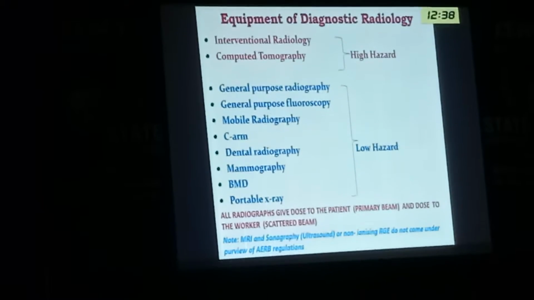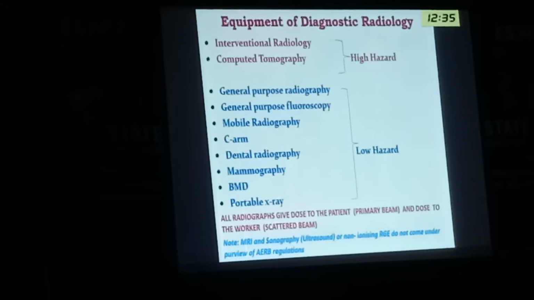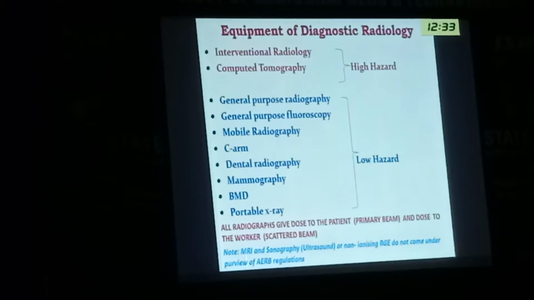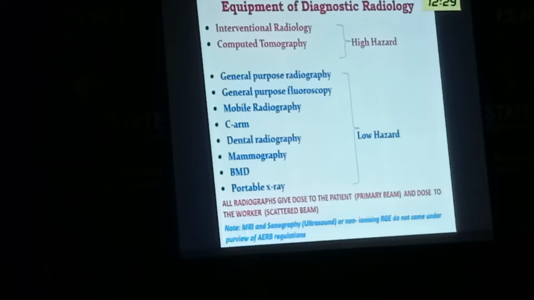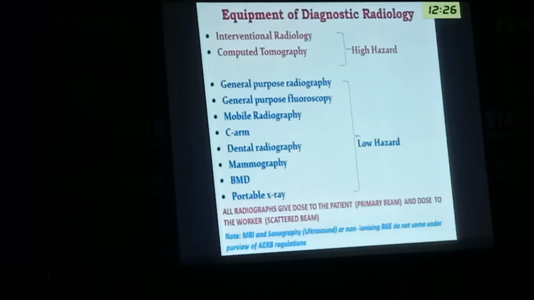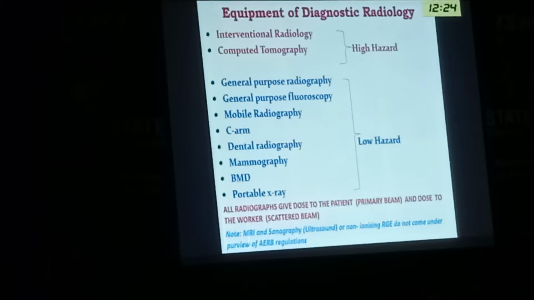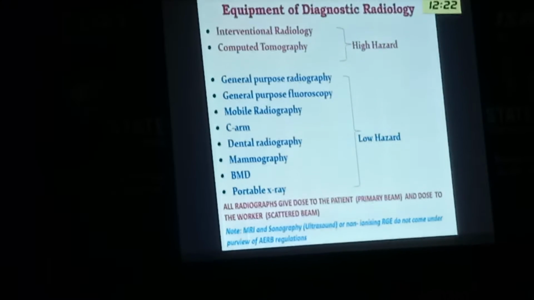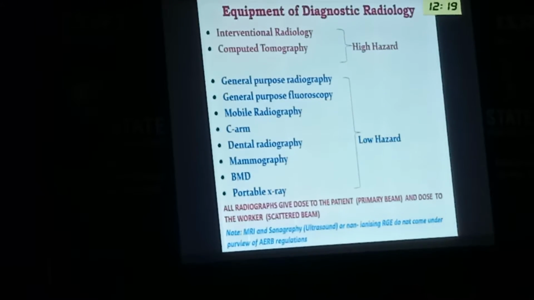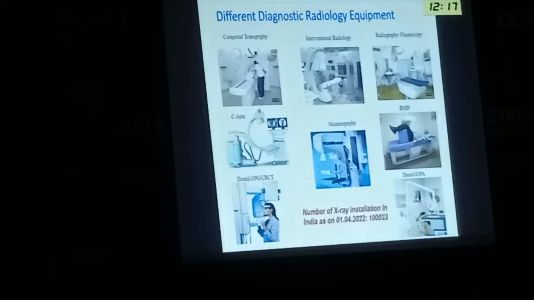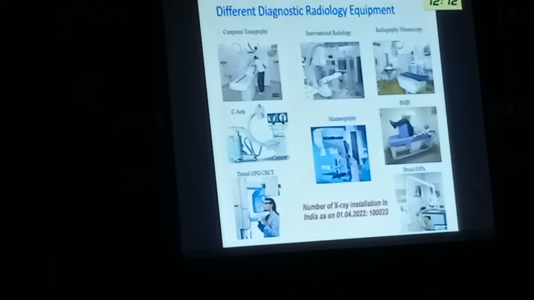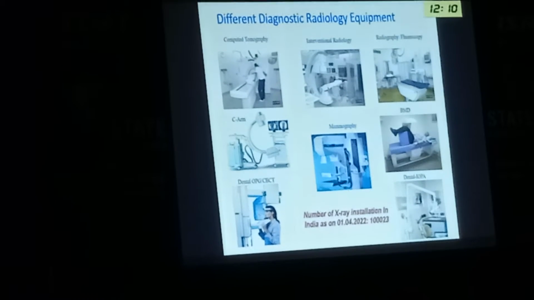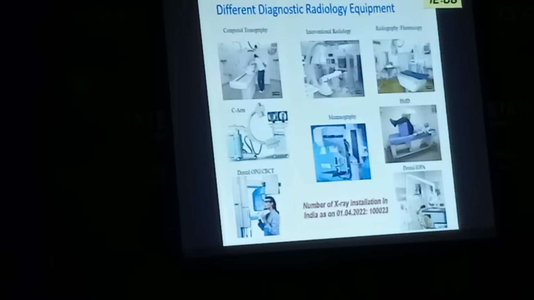And one more thing I want to mention here: sometimes there is a misconception amongst people that MRI and ultrasonography come under the purview of AERB. They do not, because they do not use ionizing radiation; rather, they use non-ionizing radiation. And these are the most common types of equipment already. If you see in India, right now there are more than 1 lakh DR equipment operating throughout India.